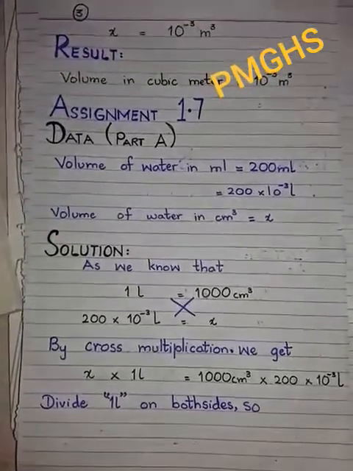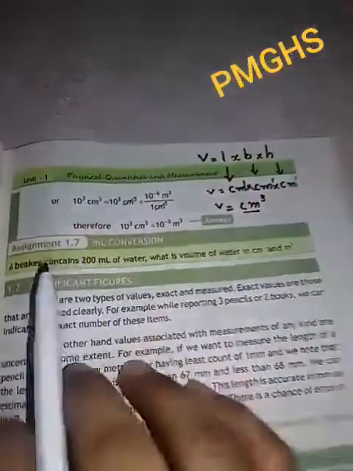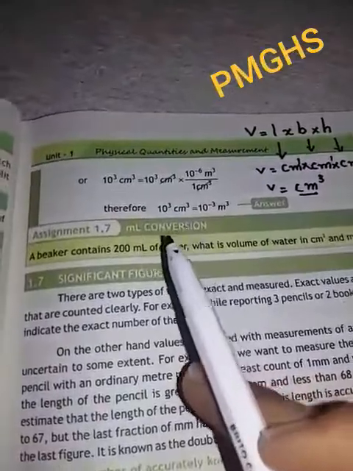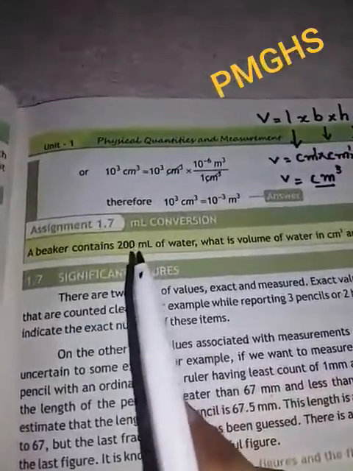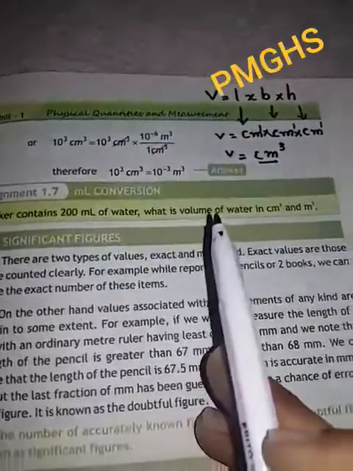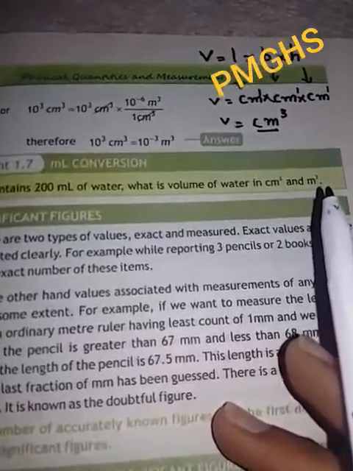So now we are going to discuss assignment question number 1.7, girls. The assignment question is given in your book on page number 23. Assignment question number 1.7 is related to milliliter conversion. A beaker contains 200 milliliter of water. What is the volume of water in centimeter cubic and meter cubic?